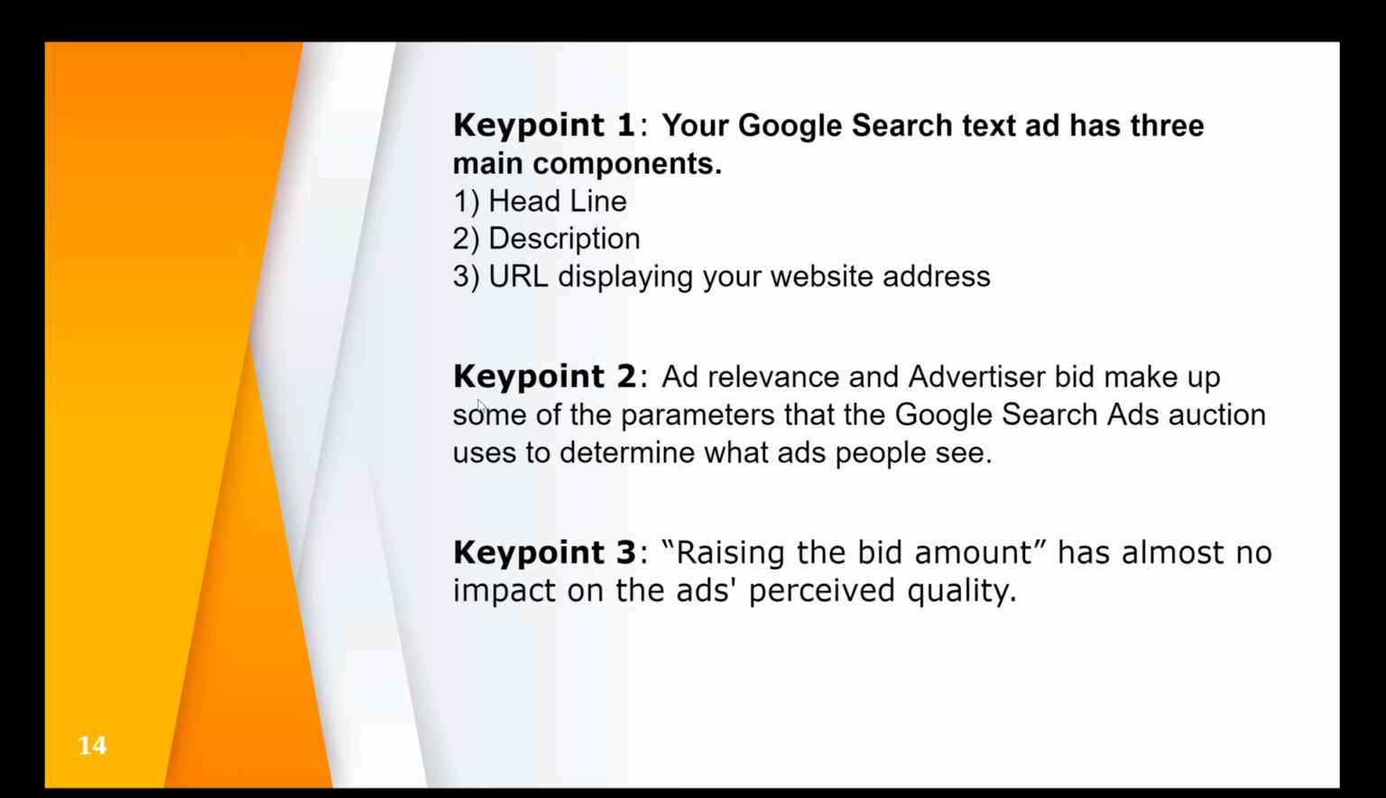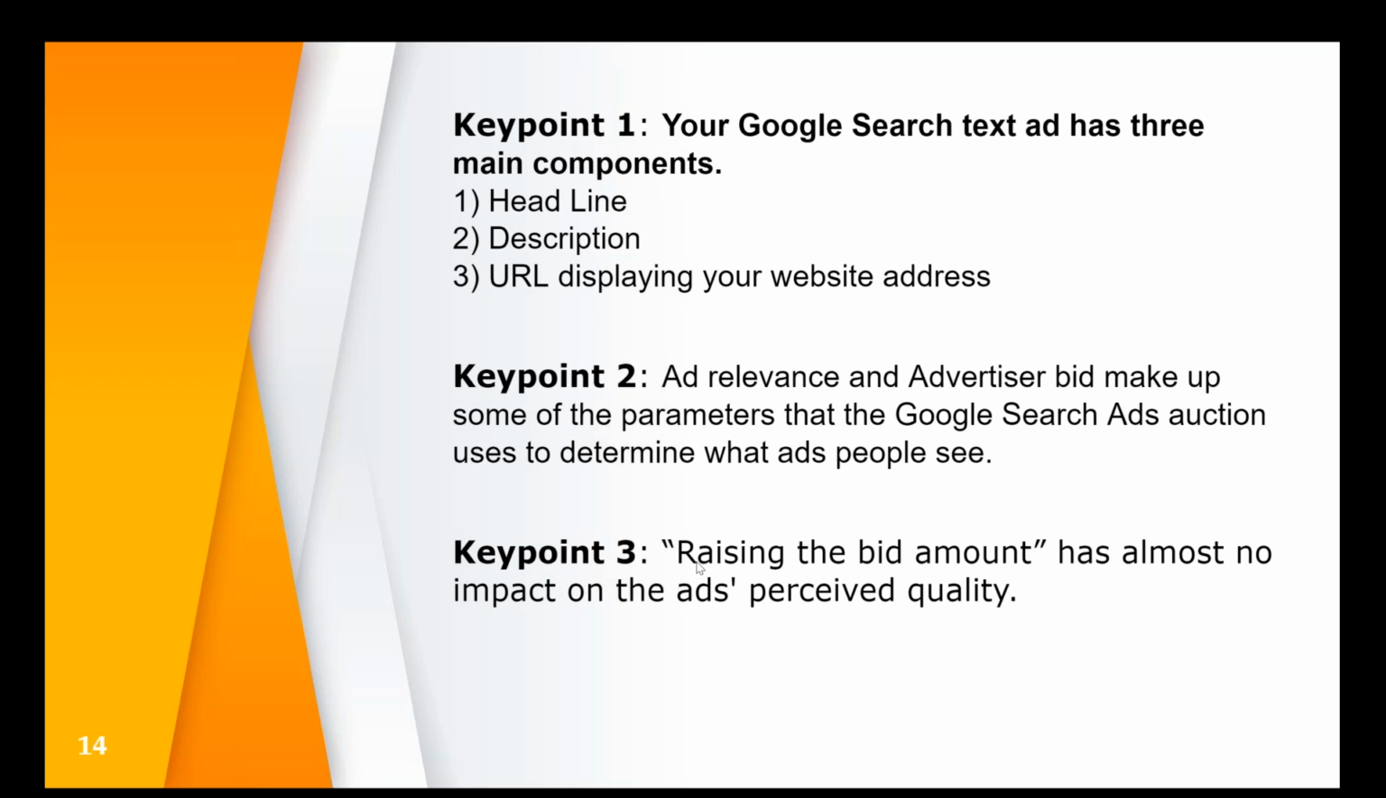Key point number 2: ad relevance and ad bid make up some of the parameters that the Google Search Ads auction uses to determine what ads people see. So it's about providing content, providing relevance. The ad should be relevant to the search term. Even when you bid a lot, if somebody else has an ad that is more relevant to the search term, Google might decide to show that other ad because it's more relevant. So ad relevance is important.